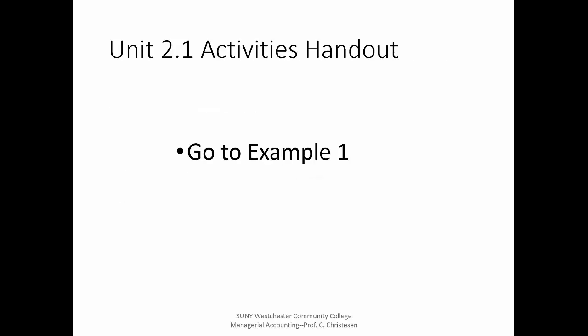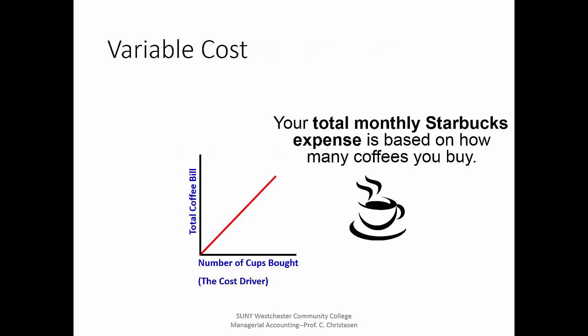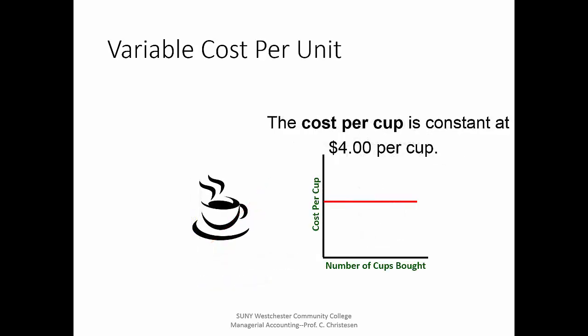Take out your handout and let's look at example 1. Your total monthly Starbucks expense is based on how many coffees you buy. Here we have a graph of what total cost looks like. Note that if you buy no coffee, your expense is 0. For every coffee that you buy, your expense goes up. Here we see the cost per cup. Notice that the cost per cup is constant. So when we talk about variable costs, we are talking about the behavior of the total cost, how it changes when activities change.